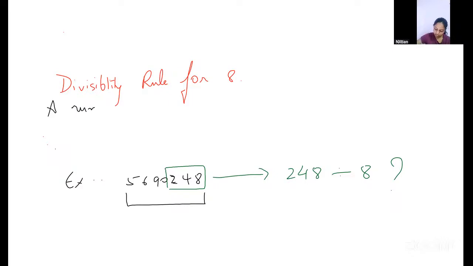Ma'am, how do you do this when you have to check for 3-digit numbers? You have to divide and check only, Abraham. Okay, for 3 digit numbers.